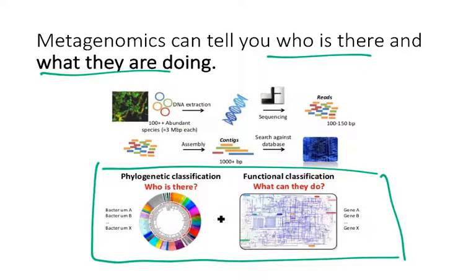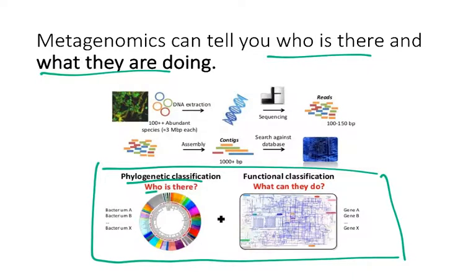this is showing metagenomics, and at the bottom here, this is what I would like you to focus on. So just like we talked about on that previous slide with the bat feces, you can tell what different types of species are there. That's considered phylogenetic or taxonomic classification. So metagenomics can tell you what species are there.